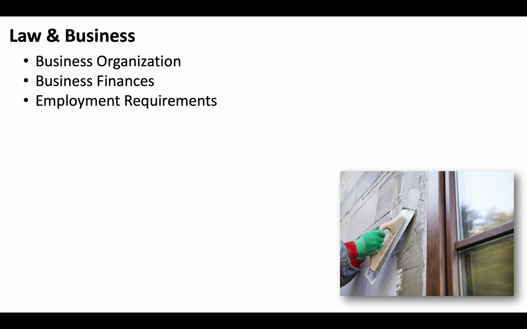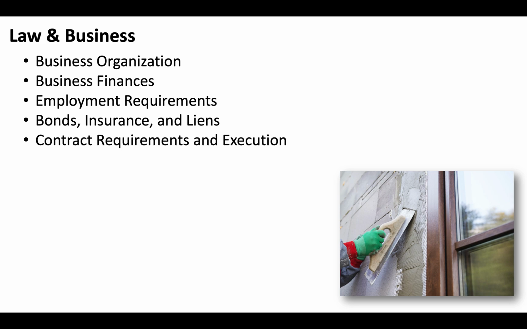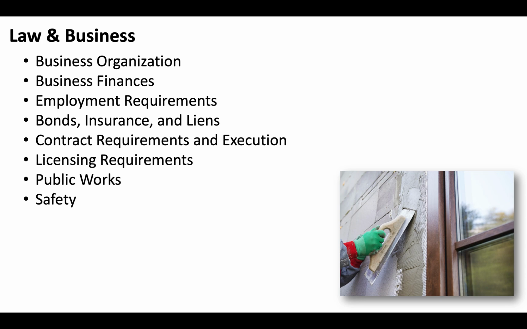Now, as is the case with all California contractor licenses under the C specialty, you'll also need to pass your CSLB Law and Business exam, which will include sections on business organization, business finances, employment requirements, bonds, insurance, and liens, contract requirements and execution, licensing requirements, public works, and there'll be a section on safety.